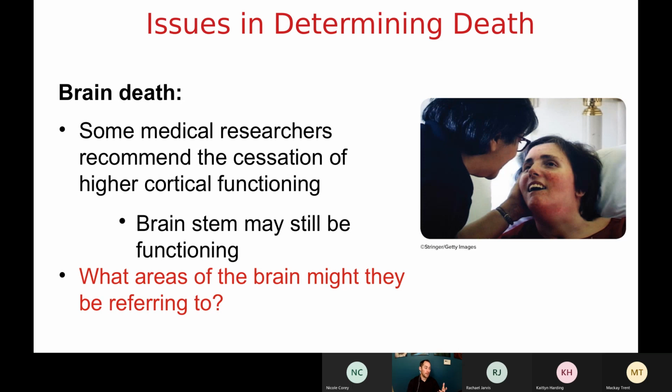So what are the areas of the brain, or what are the functions of the higher cortical portion of the brain? What is that? What are the responsibilities of that area of the brain? The higher cortical functions, everything above the brain stem, essentially. What's going on up there?